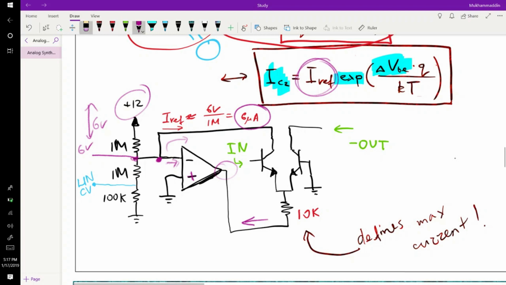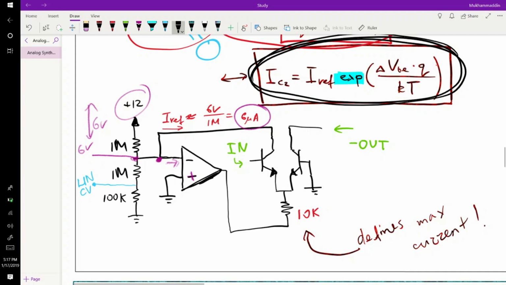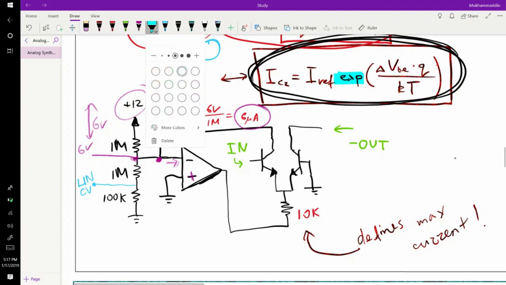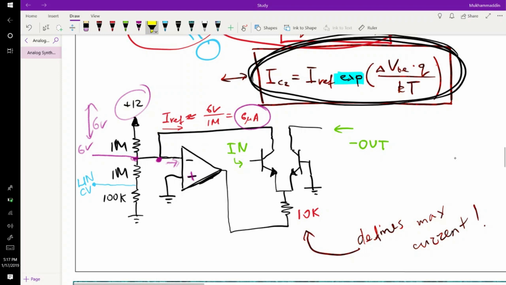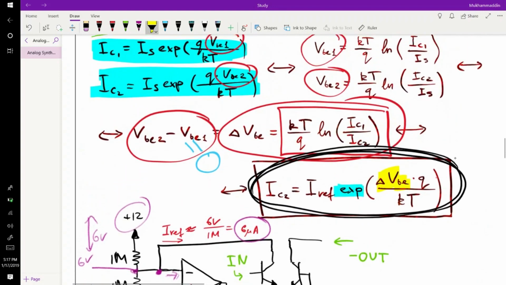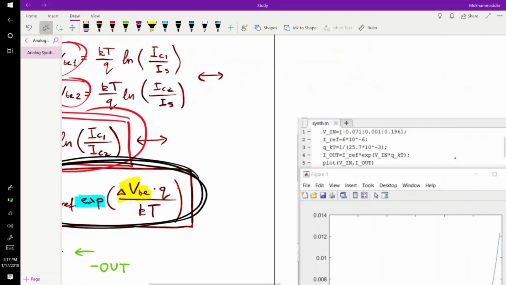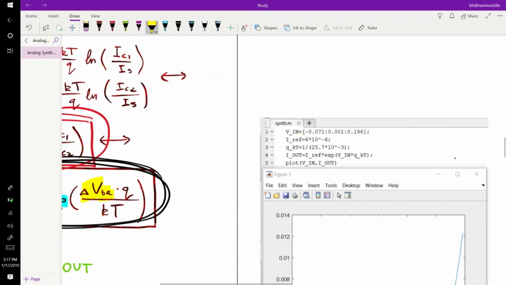So if you look at the original formula, let's look at this formula. You have the I reference that you already set, and you have a delta VBE that you control. This delta VBE has a specific range, and that range we saw from the Multisim simulation is from 71 millivolt to around 196 millivolt.